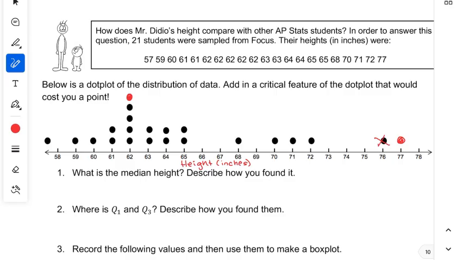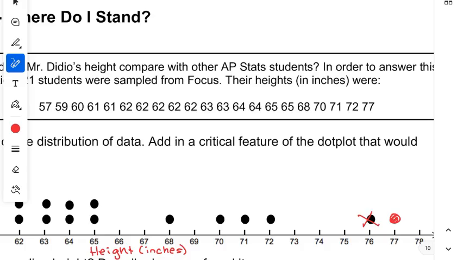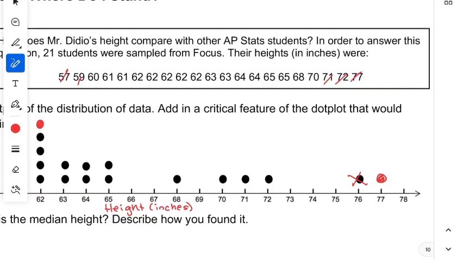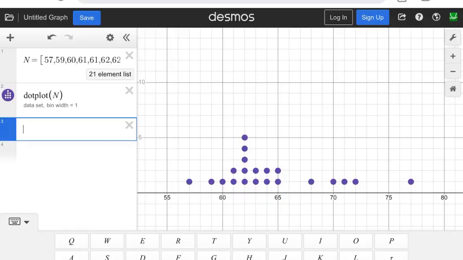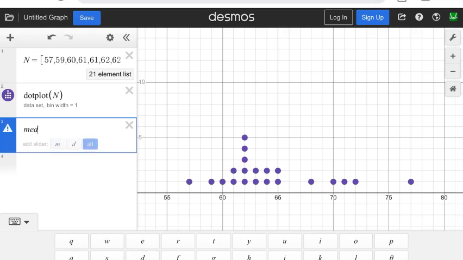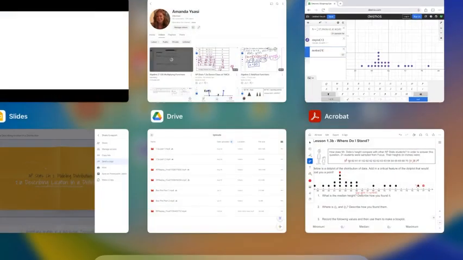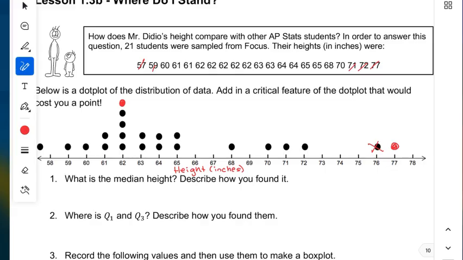All right, median height. How do we find the median height? Cross them out, left and right. You're finding the middle. So you can go through and do this. How can we use Desmos to find it? Yeah, we can type in median. Oh, I don't want uppercase though, I want lowercase. There we go, 63 is the median.